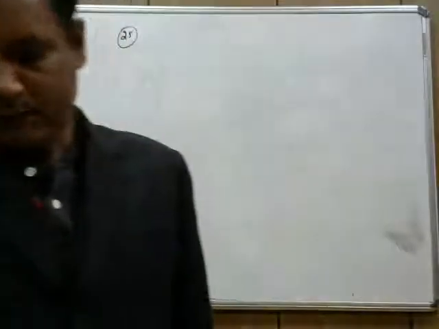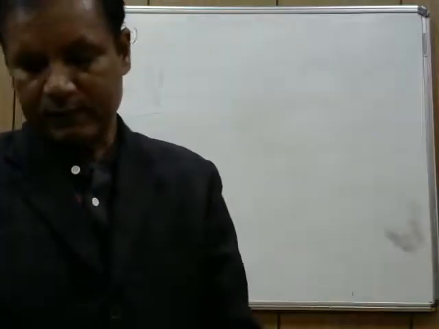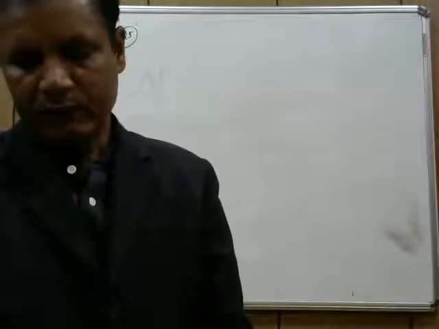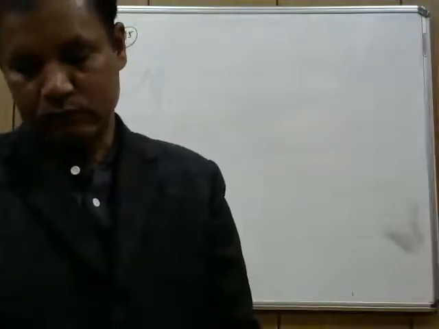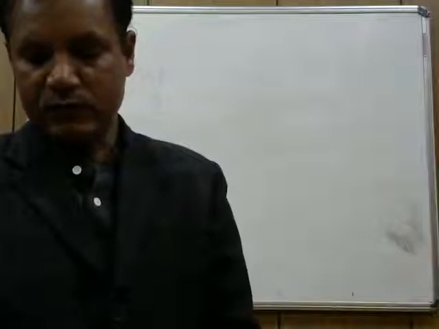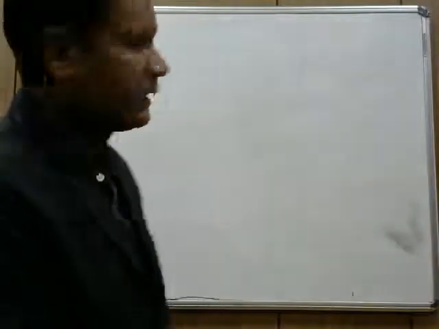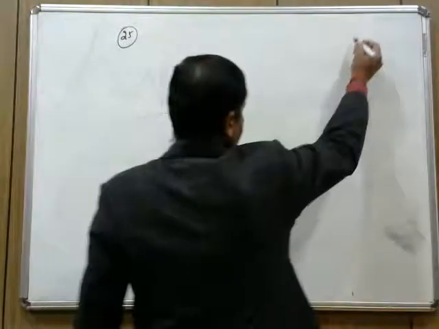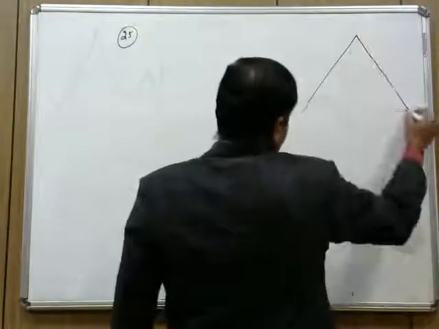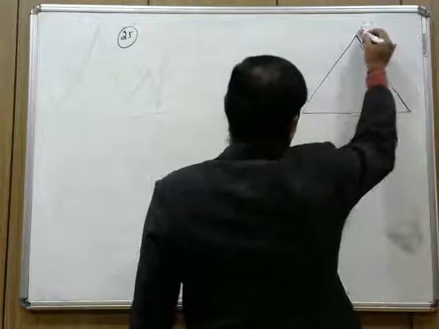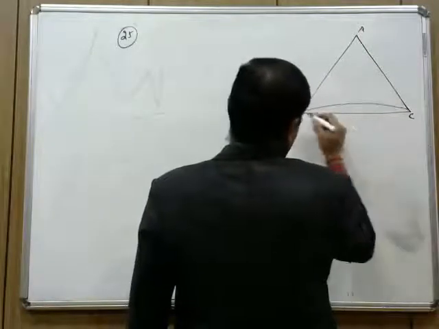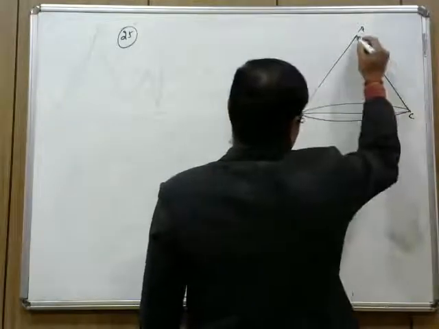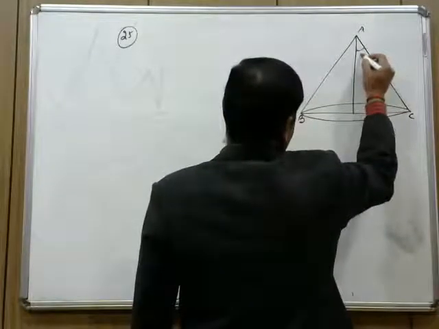In question number 25, it is given: show that the semi-vertical angle of the cone of maximum volume and given slant height is tan inverse root 2. So I want to write the question: ABC is a cone, so that the semi-vertical angle is theta.